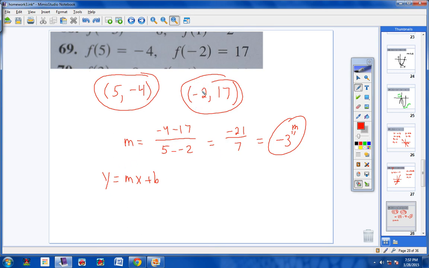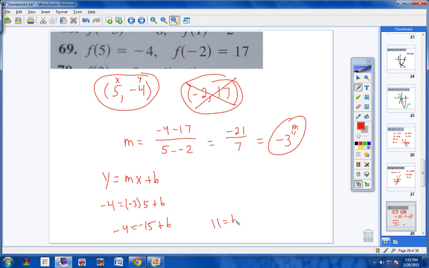Really doesn't matter which point, so I'm going to cross this off. I'm going to use this point here. So this is my x, this is my y, this is my m. So for the y, I put a -4. For my m, I put a -3. For my x, I put a 5. And then plus b. So now I'm going to solve for b. -4 equals -15 plus b. Bring the 15 over, make it a positive 15. 15 minus 4 is 11.